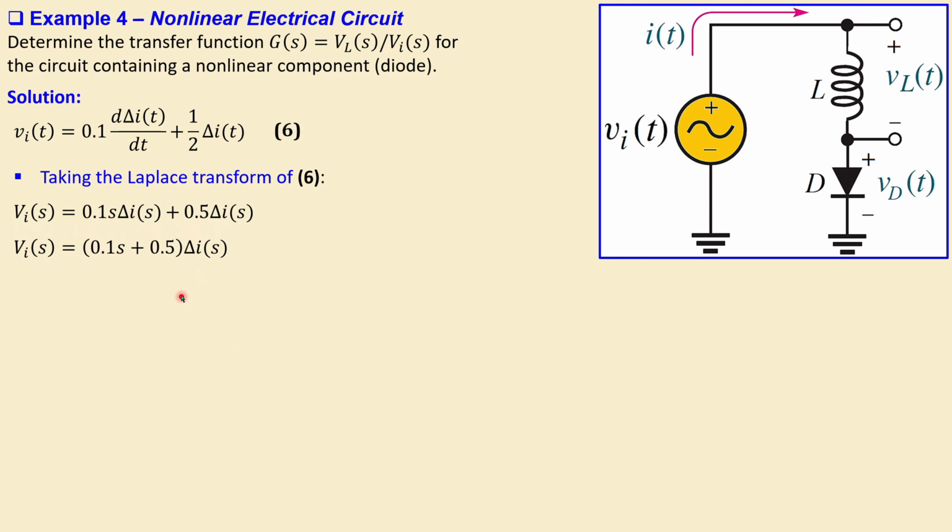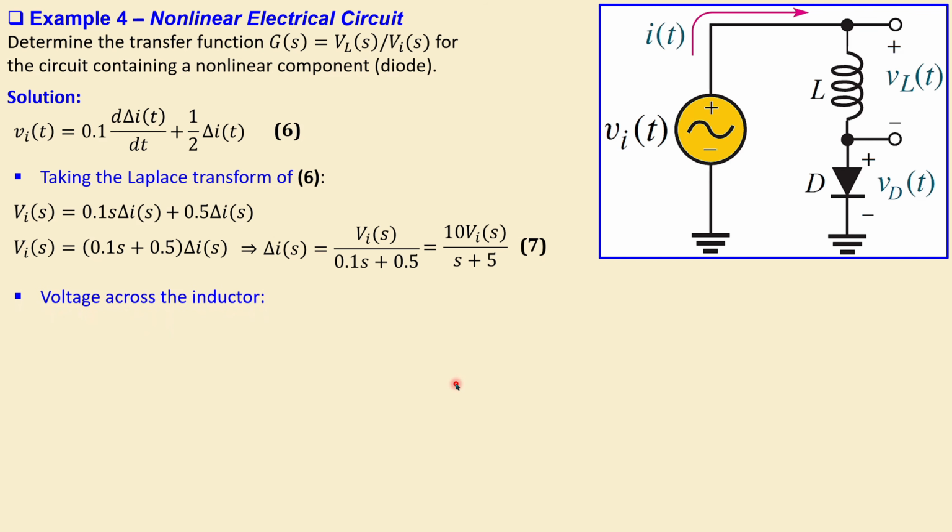Now combine the terms, so let's take out the delta I(s) outside the parentheses, and you will get this. And if I now express this delta I(s) in the rest of the variables, I will get V_I over 0.1s plus 0.5. Or multiply it by 10, then we'll get s plus 5 in the denominator, and 10 times V_I over s plus 5. I will now call this equation number 7.